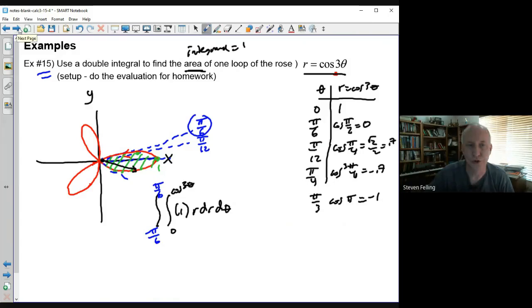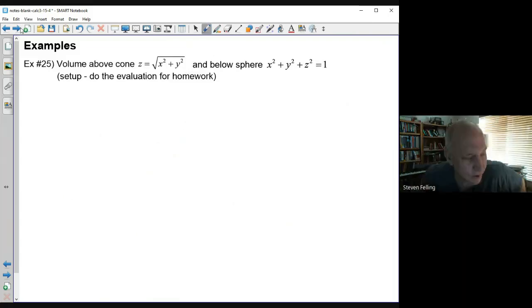And you can try these on your own too. Since you're watching the video, you can pause these. One more setup. This one's particularly challenging, number 25. What's the volume above the cone z equals square root of x squared plus y squared, but below the sphere x squared plus y squared plus z squared equals 1?